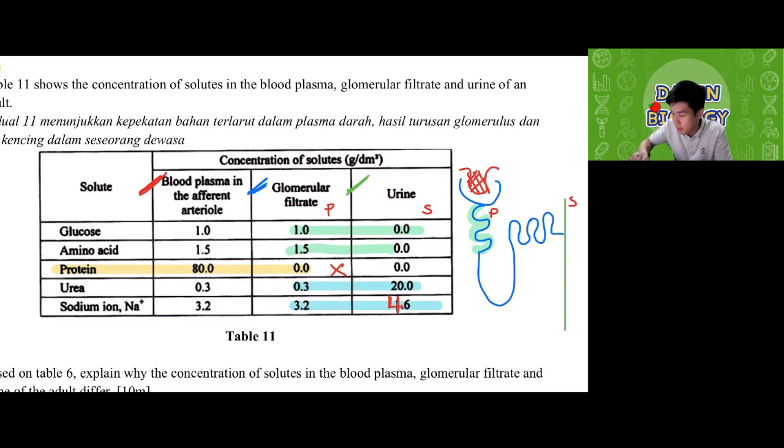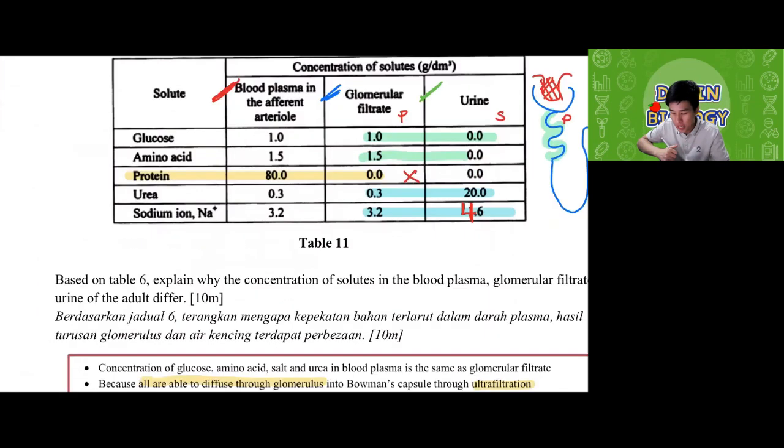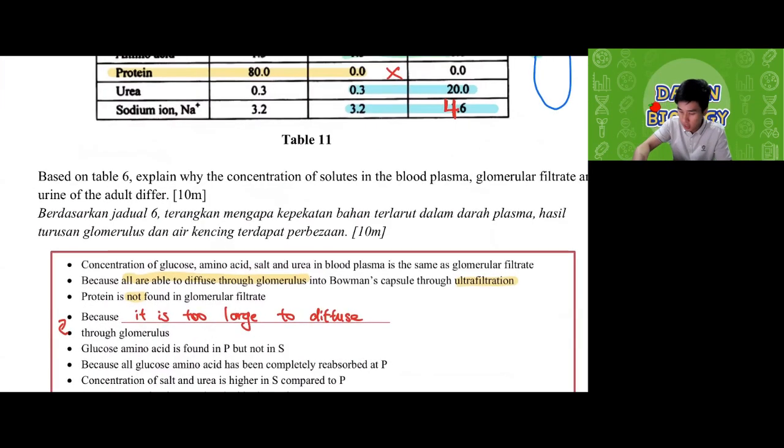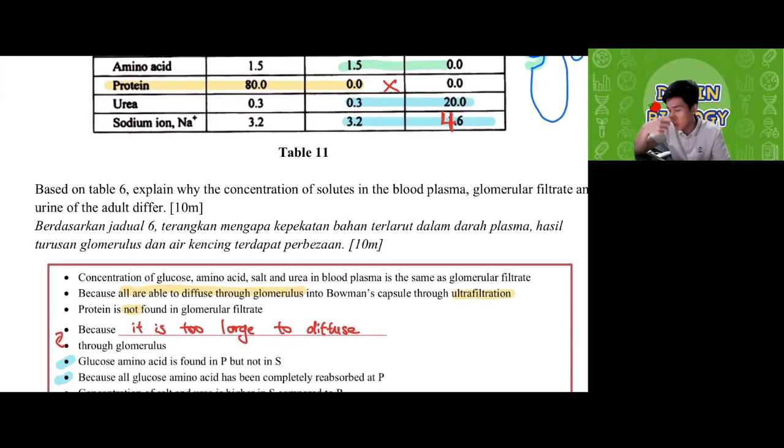Okay, just let me put a figure. Because sodium is salt, just like urea, because the water volume decreased, right? Salt and urea will definitely have higher concentration inside your urine. So now we left the last two. So glucose and amino acid, same as just now. Glucose and amino acid are found in P but not in S because all glucose and amino acid has been completely reabsorbed.